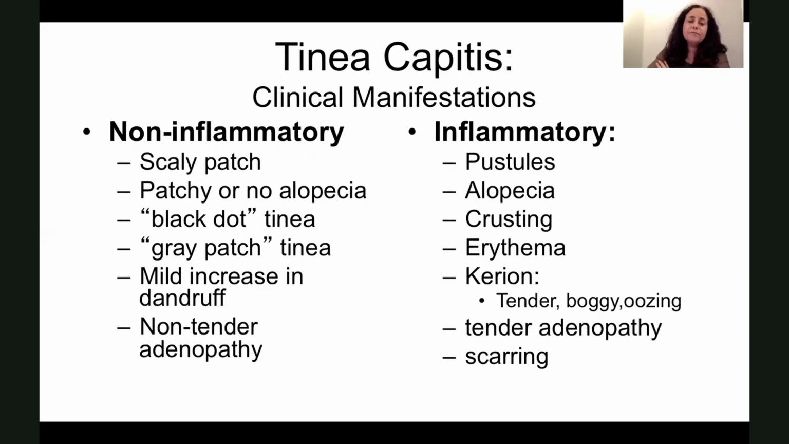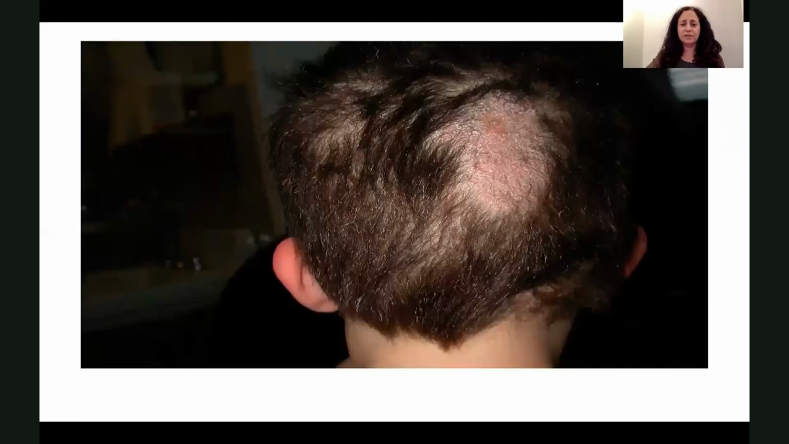Transmission can be person to person, pet to person, from fomites, inanimate objects, and possibly even with shed scale or hairs in the environment. There's two groups of clinical manifestations: the non-inflammatory, which can just be a scaly patch. There may or may not be alopecia. Black dot tinea, where the hair shaft is weakened and it breaks off at the scalp looking like little black dots. Gray patch tinea. It can simply be a mild increase in perceived dandruff, and they may have some non-tender lymphadenopathy. The inflammatory versions tend to have pustules. They may be more likely to have bigger patches of alopecia, crusting, erythema, kerion, which are tender, boggy inflammatory masses. They can have tender adenopathy, and this can result in permanent scarring.